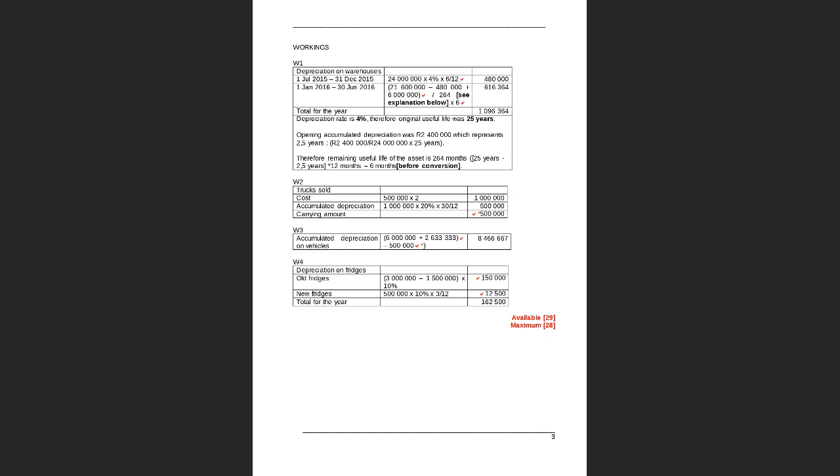So the 10 months, if I quickly draw my timeline, my year end is the 30th of June 2016. I sold this asset on the 30th of April 2016, and the year begins on the 1st of July 2015. If you count from the 1st of July 2015, it would be July, August, September, October, November, December. All of that would be for 2015, that's 6 months. And then in 2016, it would be January, February, March, and April. That's 4 months, so it's 10 months altogether. From that date until that date, it is 10 months. Are you happy with the 10 months?